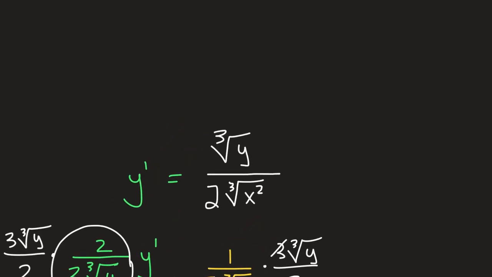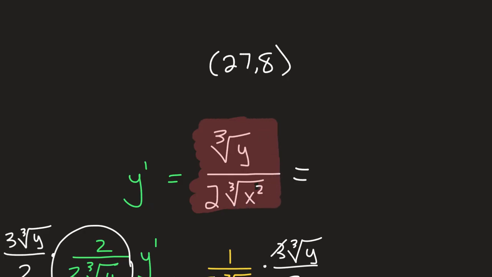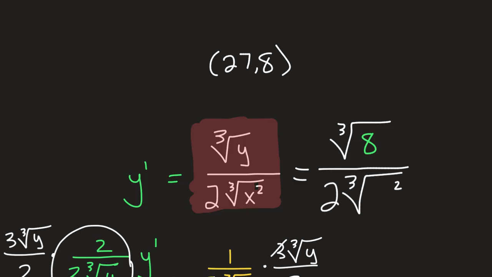We want to plug in 27 for x and 8 for y. So if you want to figure out what the derivative is, well, we just found the equation to find the derivative at any point. So how about at the point 27 comma 8? That means our y value is 8 and our x value is 27.